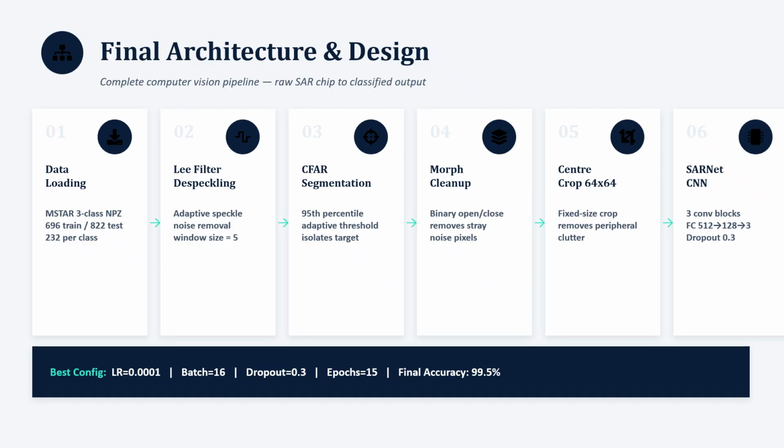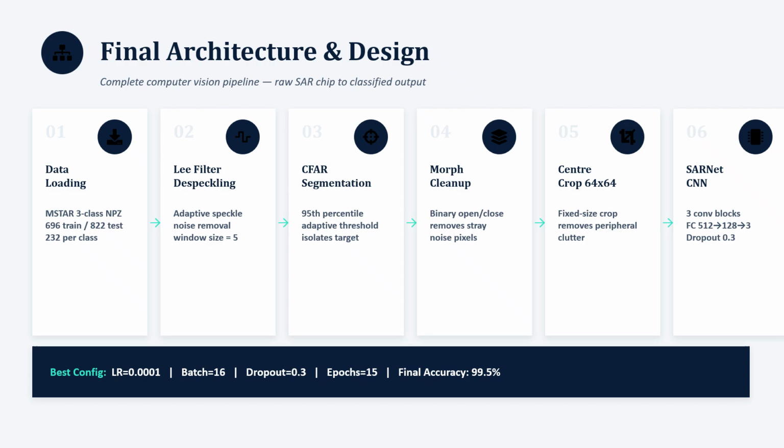Step 2 is Lee adaptive filtering to remove the multiplicative radar speckle noise. Step 3 is CFAR segmentation to isolate the vehicle target from background clutter. And step 4 is morphological cleanup to remove any stray noise pixels. Step 5 is a standardized 64 by 64 center crop. And the final step is the SARnet CNN.